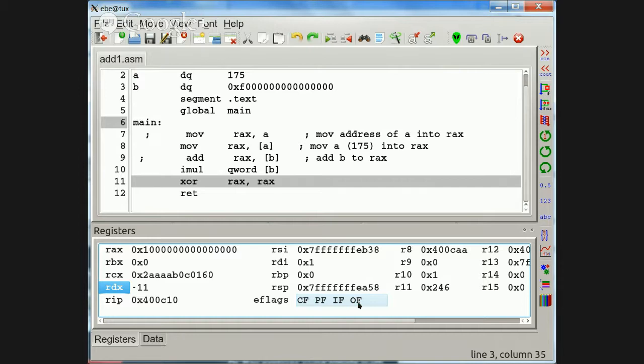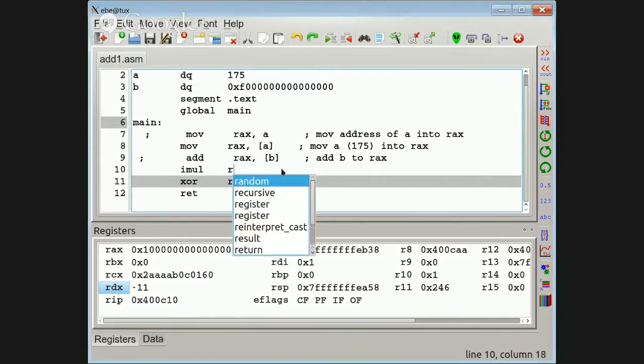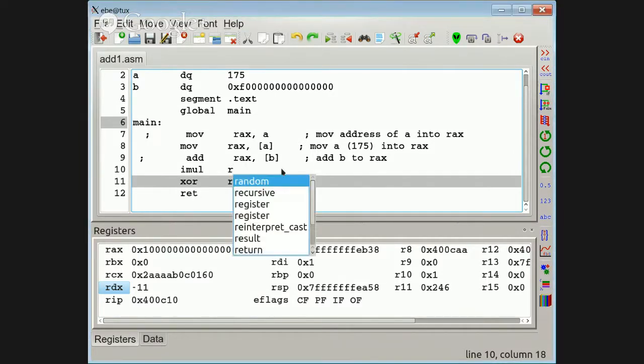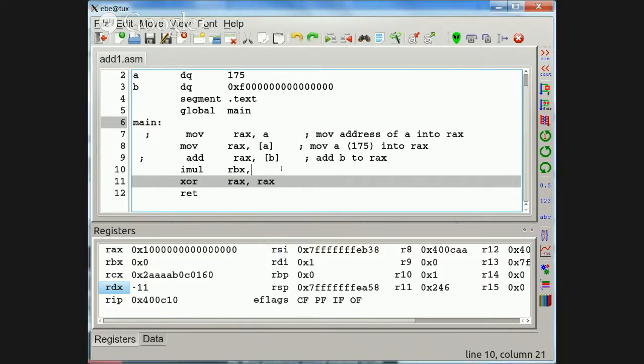All right, do we have questions about any of the arithmetic so far? All right, what about this is a single word imul. When you do the other imul, how about we do RBX, not RF, RBX, that's not even close. And we multiply by 10. I think we can do that.